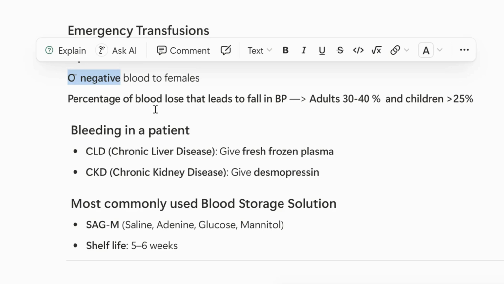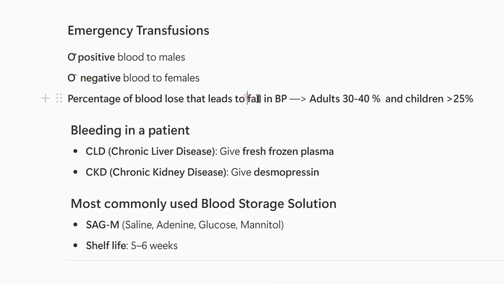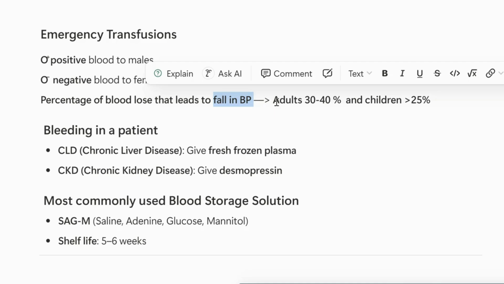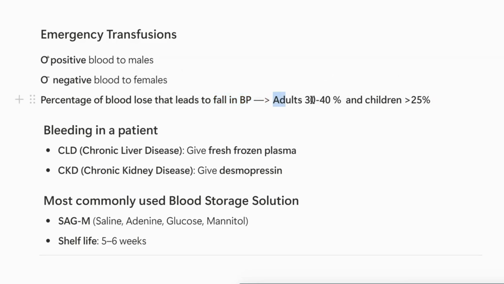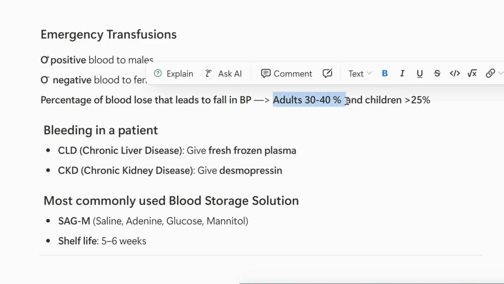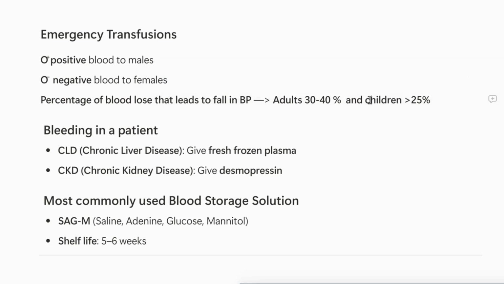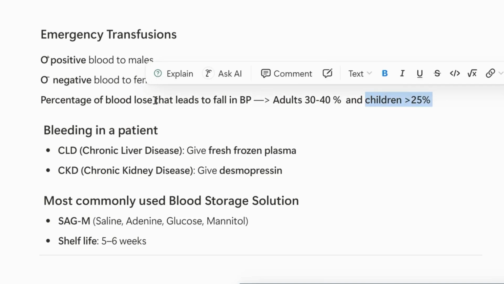So what is the percentage of blood that, if lost, will result in a significant fall in blood pressure? In adults, the value is between 30 to 40%, that is class 3. Whereas in children, the value is a bit less, that is if it is more than 25%, there will be a significant drop in the blood pressure.